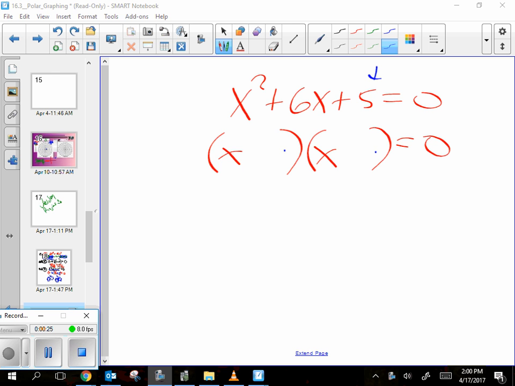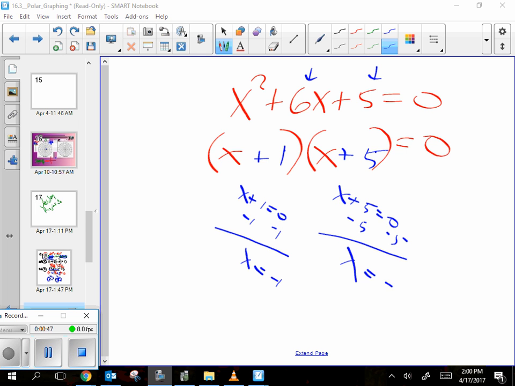Multiply to 5, but add to give you 6 when you add them. Okay, so they multiply. 1 times 5 multiplies to 5. Do they add to 6? Yeah, so it worked. Cool. And then you just have to do little mini bite-sized equations, and then solve those. And that is a typical question from start to finish.